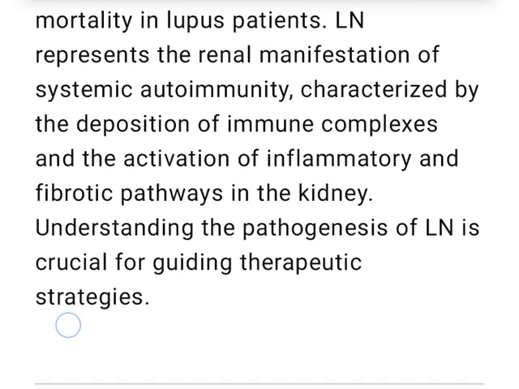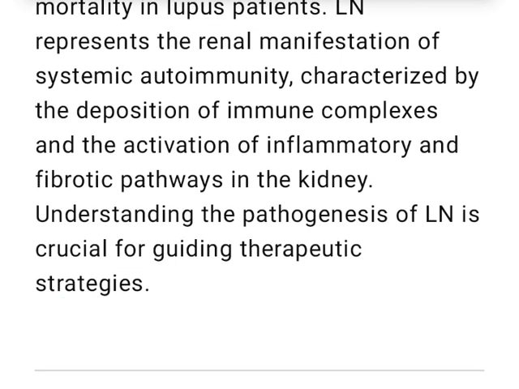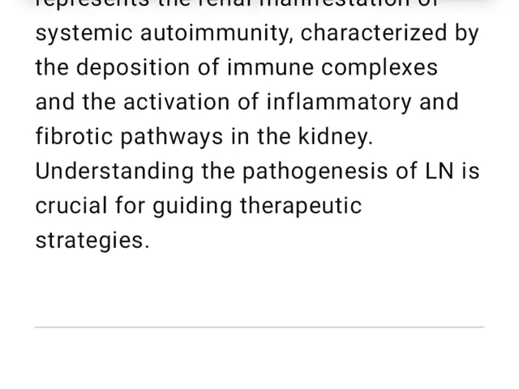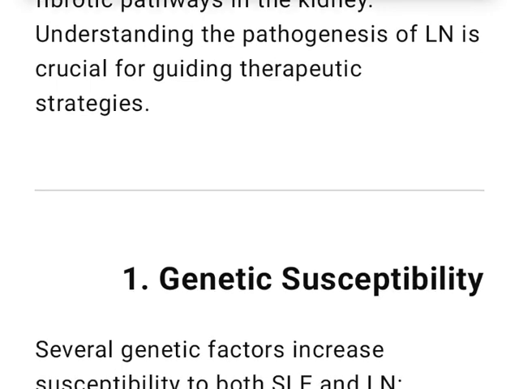LN represents the renal manifestation of systemic autoimmunity, characterized by the deposition of immune complexes and the activation of inflammatory and fibrotic pathways in the kidney. Understanding the pathogenesis of LN is crucial for guiding therapeutic strategies.